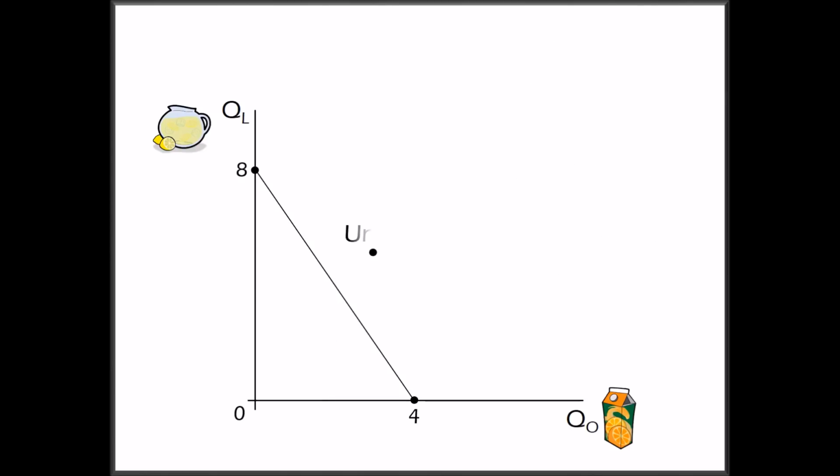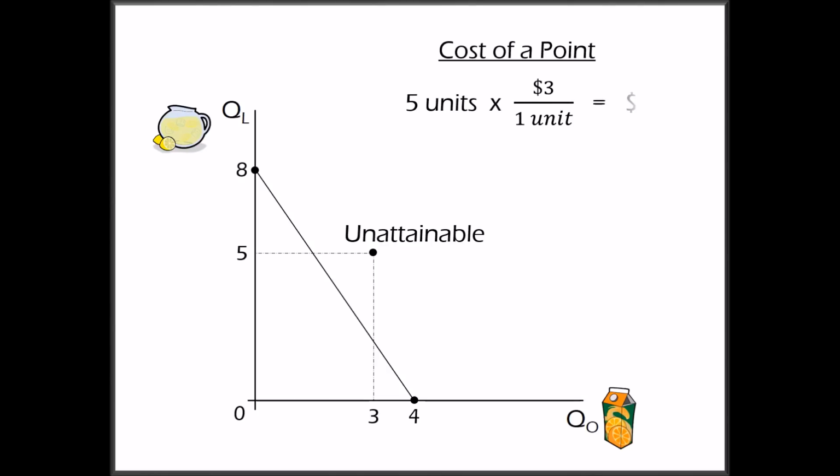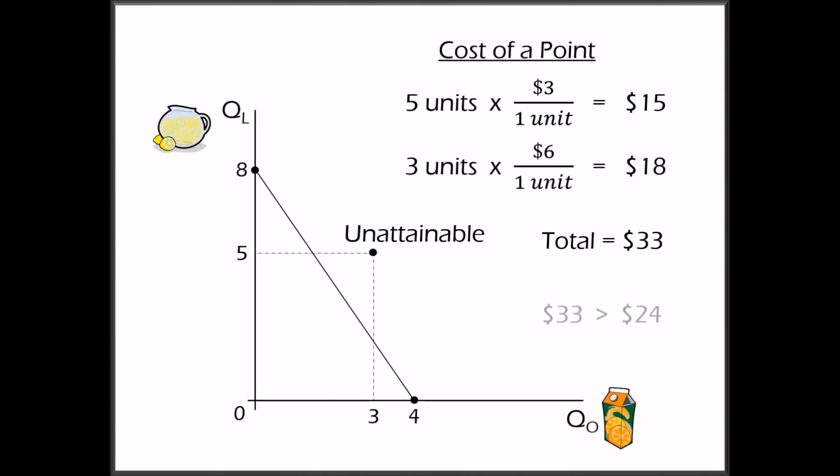Finally, a combination can be called unattainable if it falls above the CPC. For example, that point could have the coordinates 3 units of orange juice and 5 units of lemonade. When a point is above the line, it requires more money to buy than the total budget available. In this case, 5 units of lemonade at $3 each will cost $15, while 3 units of orange juice at $6 each will cost $18. The total cost of this combination is $33, which is higher than the budget of $24.